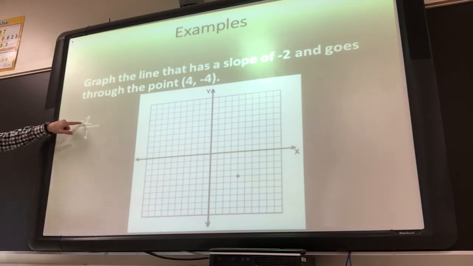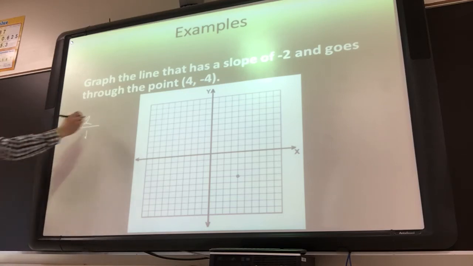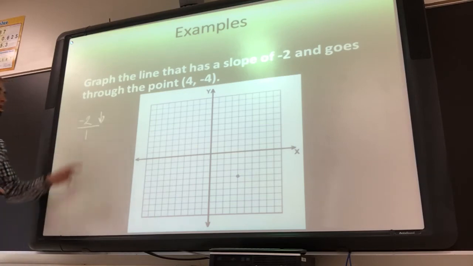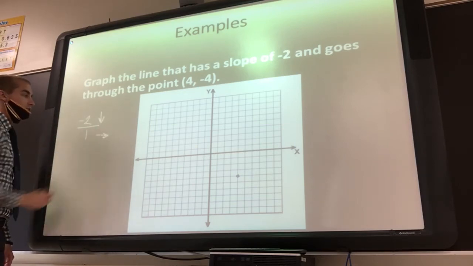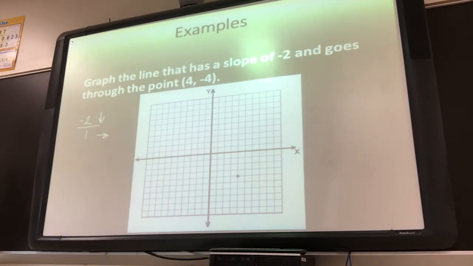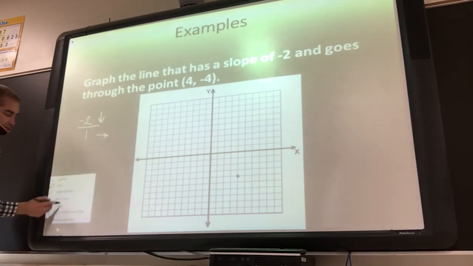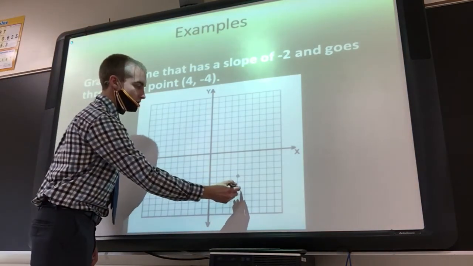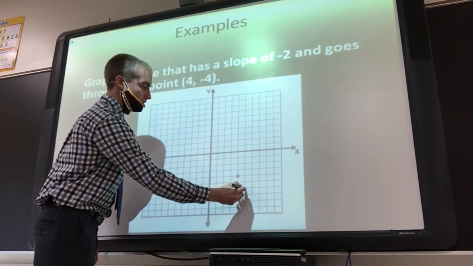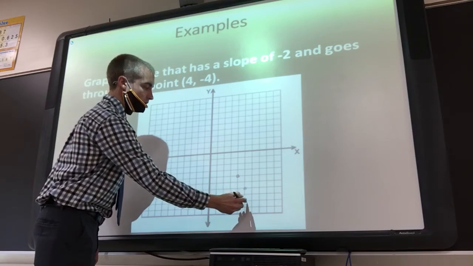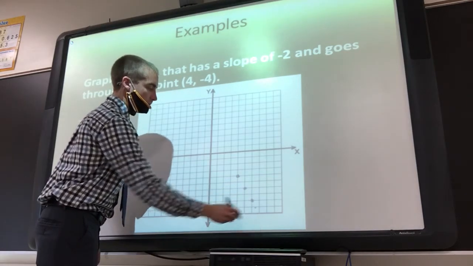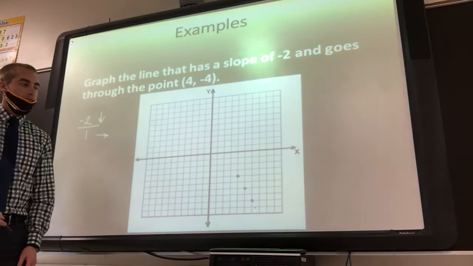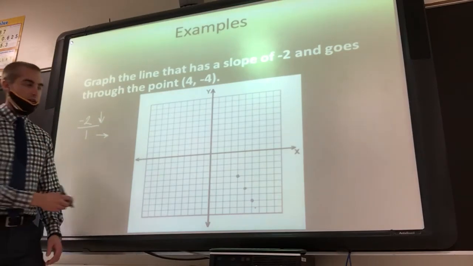So if it's -2, what direction are we going to go to? We're going to go down 2, and it's +1, so we're going to go right 1. So down 2 and right 1. So from the point that we just plotted, we're going to count down 2 and right 1, plot another point. We'll do it one more time. Down 2 and right 1, plot another point. Now we can make our line.